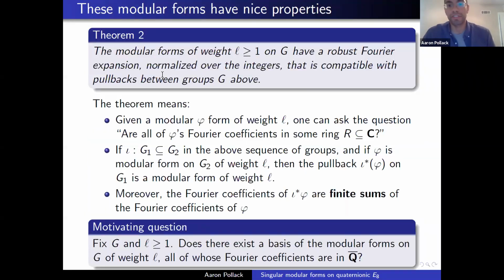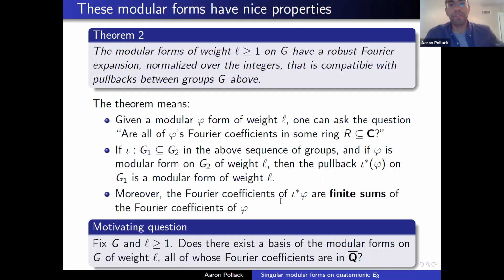And moreover, the Fourier coefficients of the pullback are finite sums of the Fourier coefficients that you start with. Again, that's a very special property of these modular forms. Usually if you take an automorphic form on some group and pull it back to a smaller group, you would have no idea what the Fourier expansion of the pullback looks like from the Fourier expansion that you started with on the bigger group.